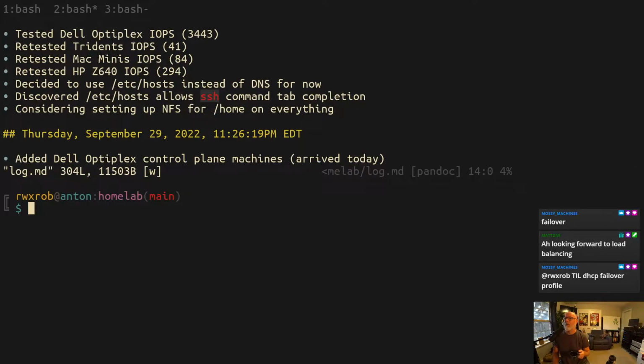DHCP failover profile. What? I didn't know there was a DHCP failover profile either. I've never done it or seen it. I think you can do it, but I don't know of one.